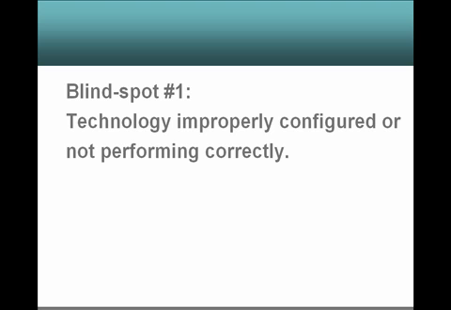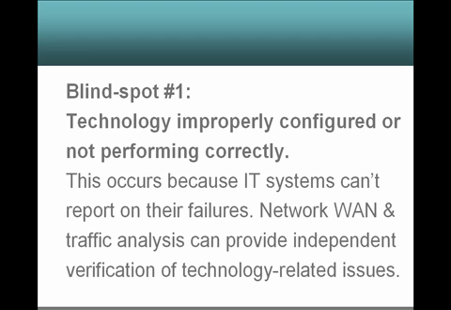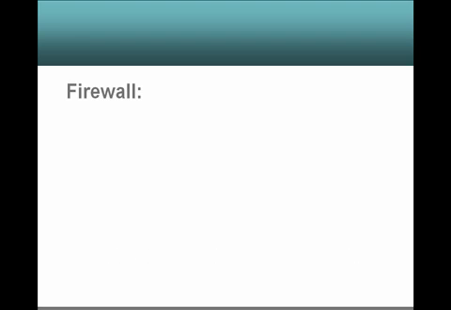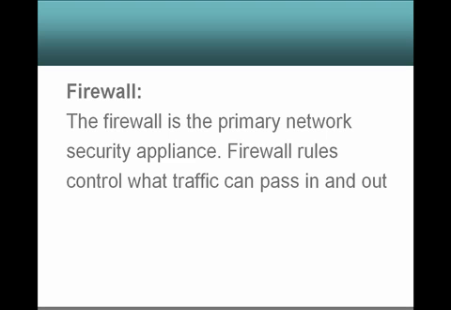Blind spot number 1. Technology improperly configured or not performing correctly. This occurs because IT systems can't report on their failures. Network WAN and traffic analysis can provide independent verification of technology-related issues. Firewall. The firewall is the primary network security appliance. Firewall rules control what traffic can pass in and out of a local area network.